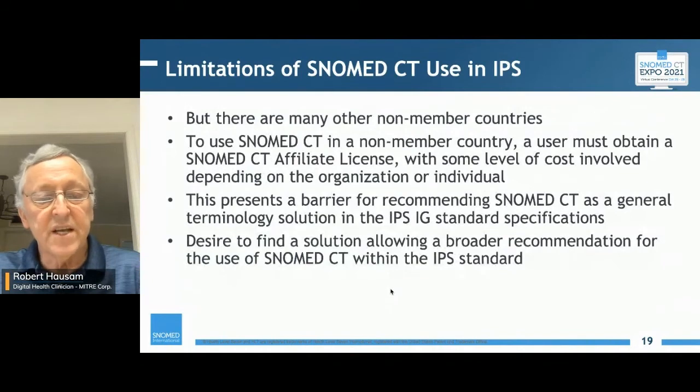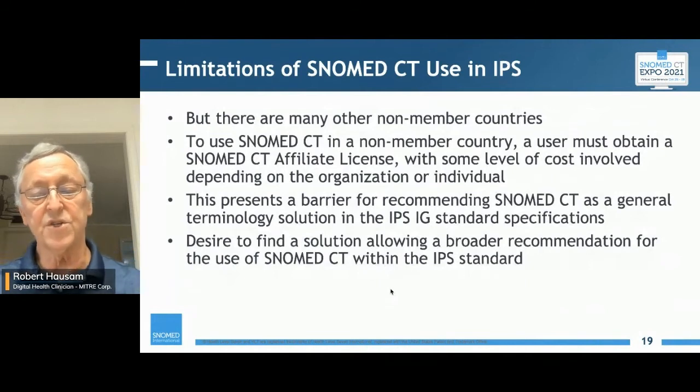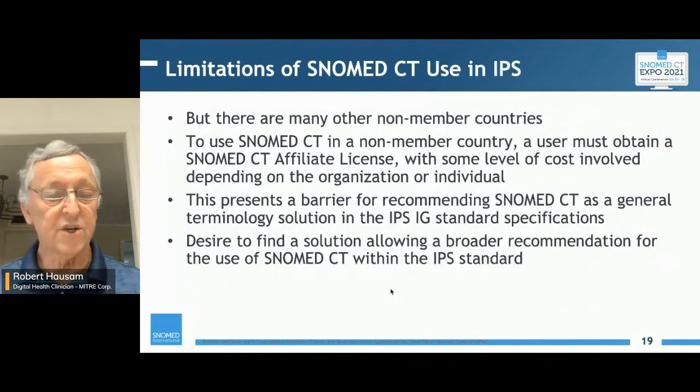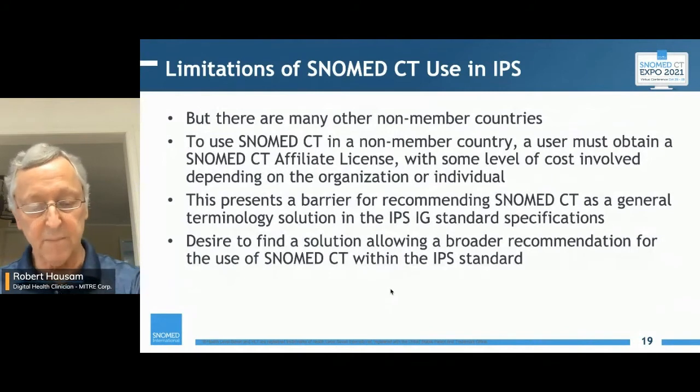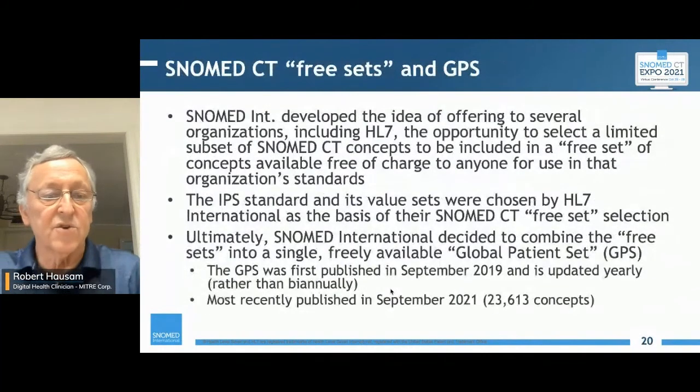So to use SNOMED CT in a non-member country, a SNOMED CT affiliate license needs to be obtained, and typically there'd be some level of cost involved depending on the particular organization or individual. And so this is a barrier for us being able to recommend the use of SNOMED CT as a general solution in the IPS specifications. So there's naturally a desire to find a solution that allows a broader recommendation for being able to use SNOMED within IPS. And with that enters the SNOMED CT free sets and the GPS, the global patient set.